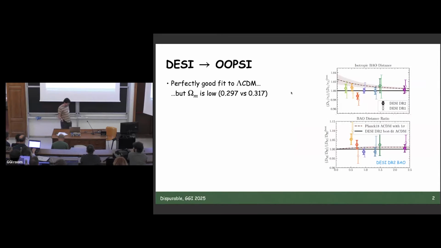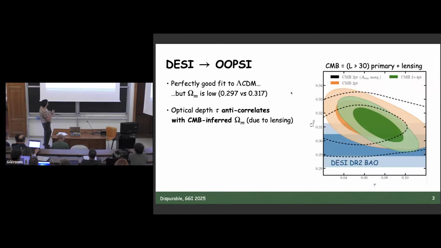Well, as Satya mentioned in her very nice overview of DESI, the DESI data on their own are perfectly consistent with lambda CDM, just with a slightly lower matter fraction than what we get from the CMB. Okay, so how does the optical depth fit into this?